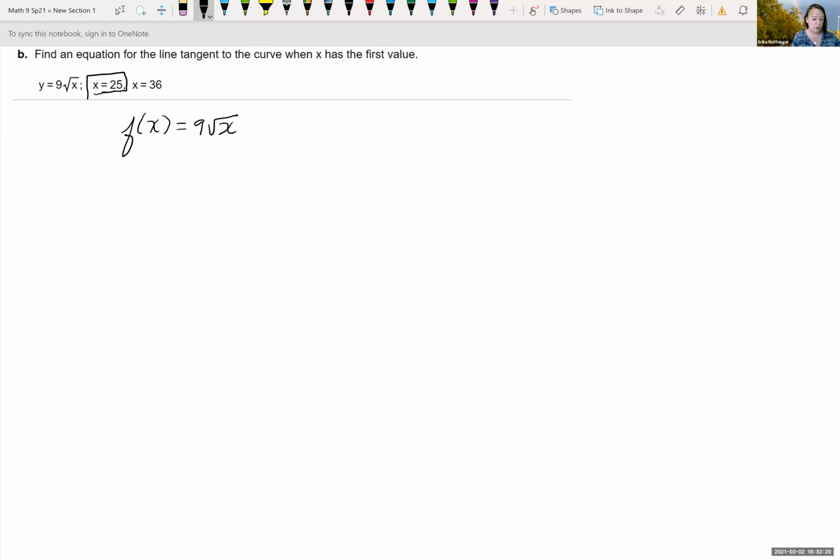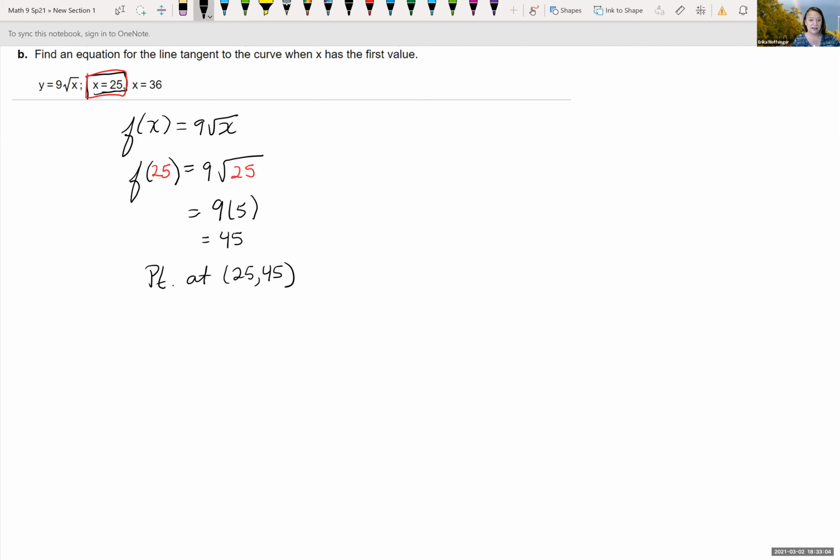And so we need to find out what the point is when x is 25 on this function. And so we're going to plug in 25 wherever we see an x in the function. So this is just the y value when x is 25. That's all this f of 25 is saying, is equal to 9 times the square root of 25. So simplifying, the square root of 25 is 5. So 9 times 5 is 45. And so we have a point at 25, 45. Okay, so we have a point on the line.